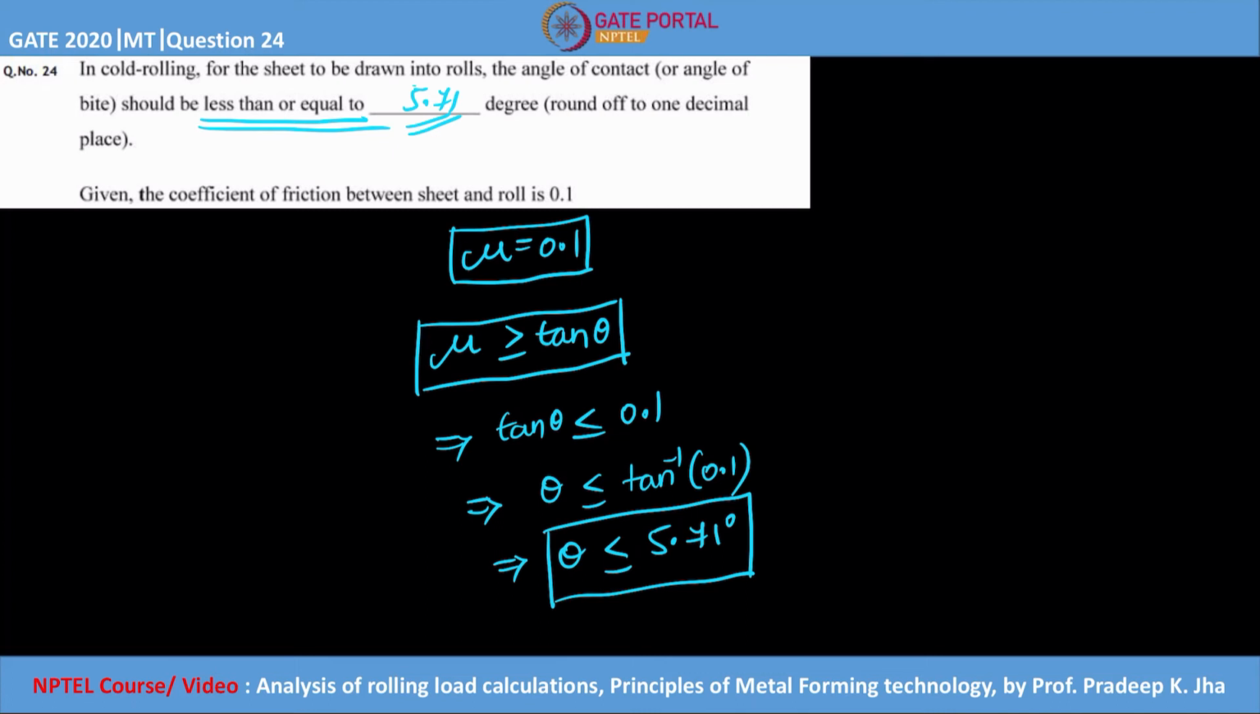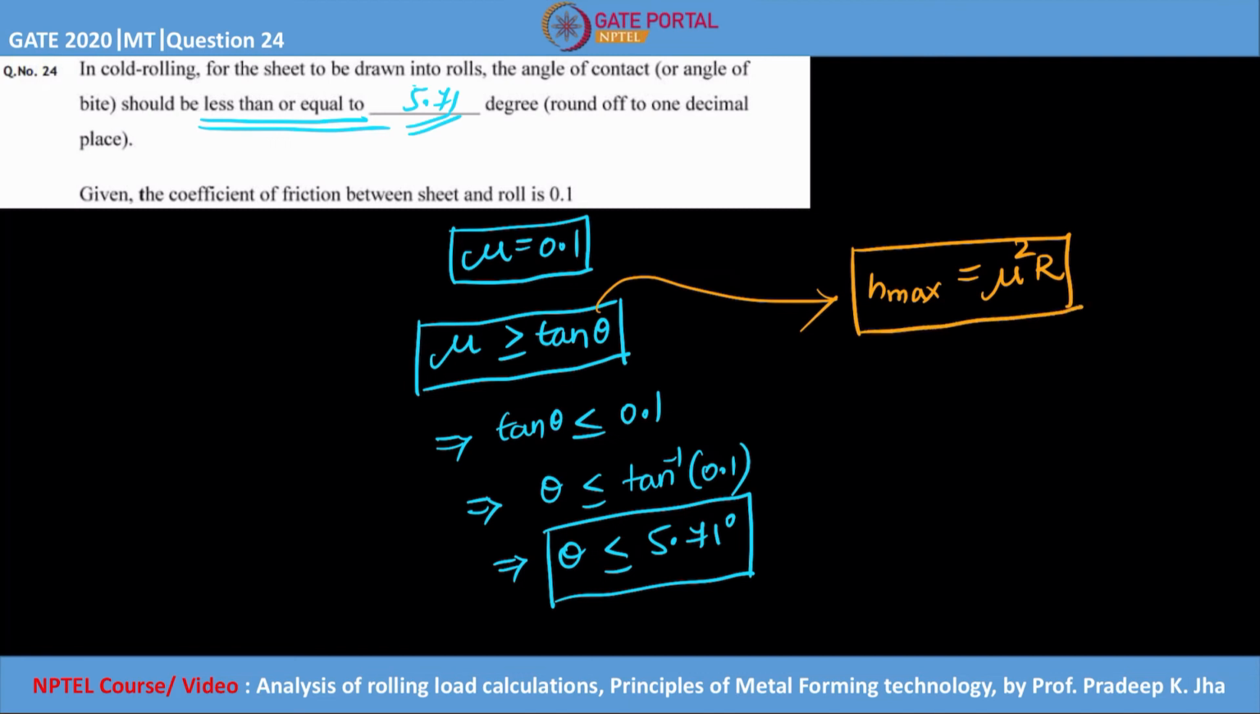And one more thing which I want to add is, from the same condition we get something called H max, the maximum reduction of thickness in a single pass, which will be mu square R. This is also one more important formula which you come across many times in GATE questions, so I thought maybe I can include that. H max is nothing but the reduction per pass, which we get from the same condition. From there you can see what tan theta is in terms of H and R.